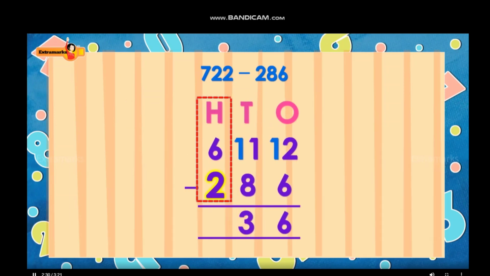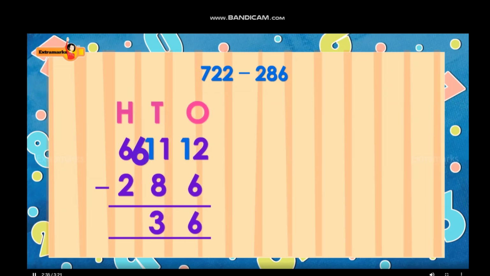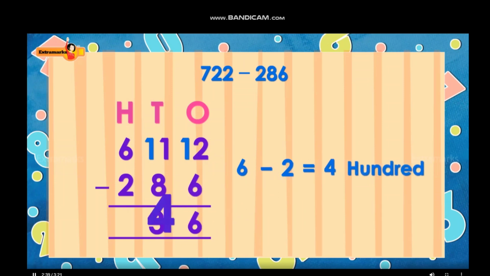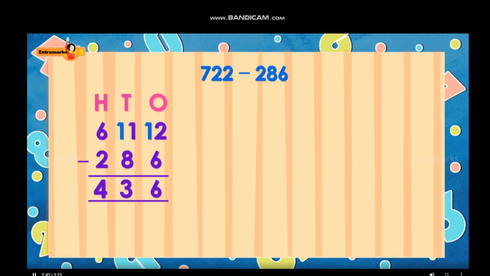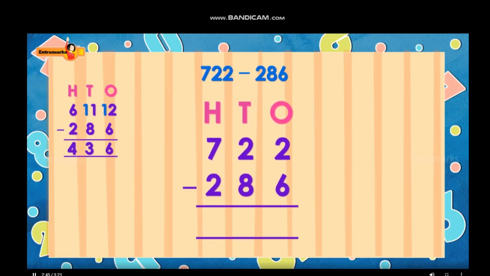Finally, we subtract 2 hundreds from 6 hundreds. 6 minus 2 is equal to 4. Hence, after subtracting 286 from 722, we arrive at the number 436.